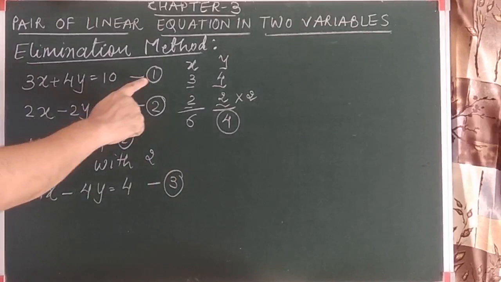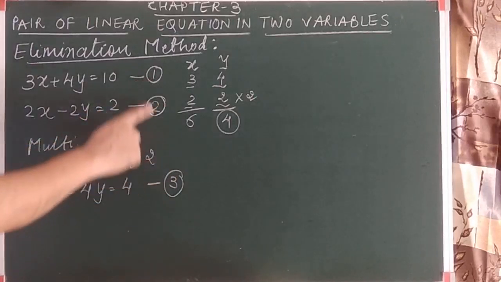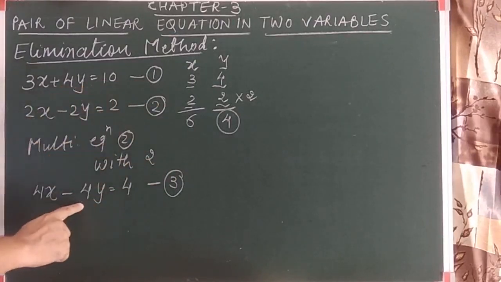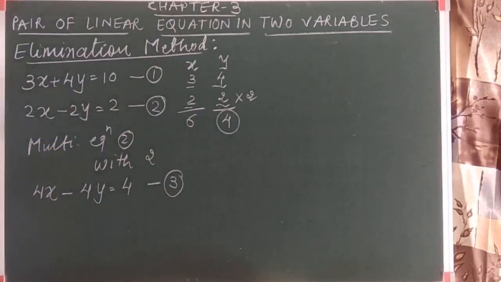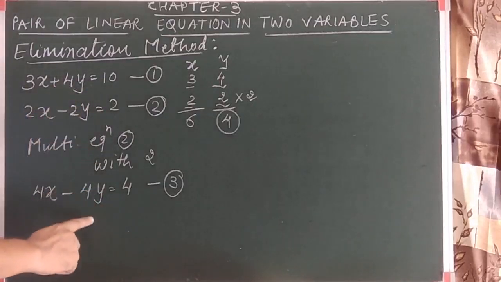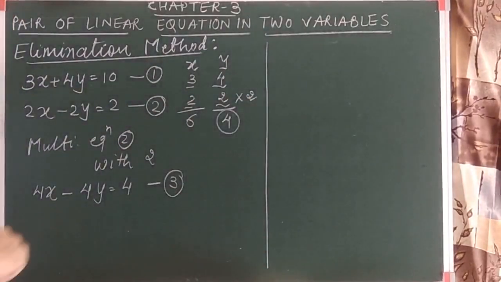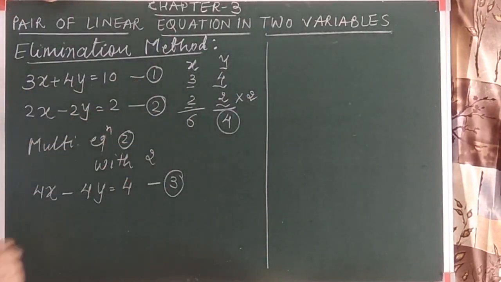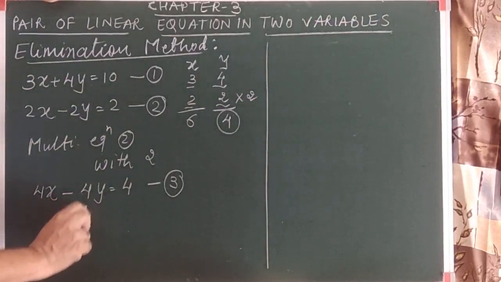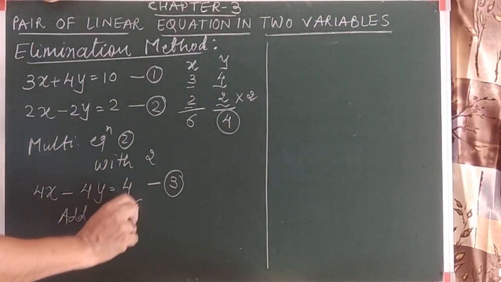Now you can compare the coefficient of y in equations 1 and 3. It is plus 4, it is minus 4. So now the coefficients are additive inverses of each other. When you get the coefficients as additive inverses of each other, हम दोनों equations का addition करेंगे. Add equations 1 and 3.